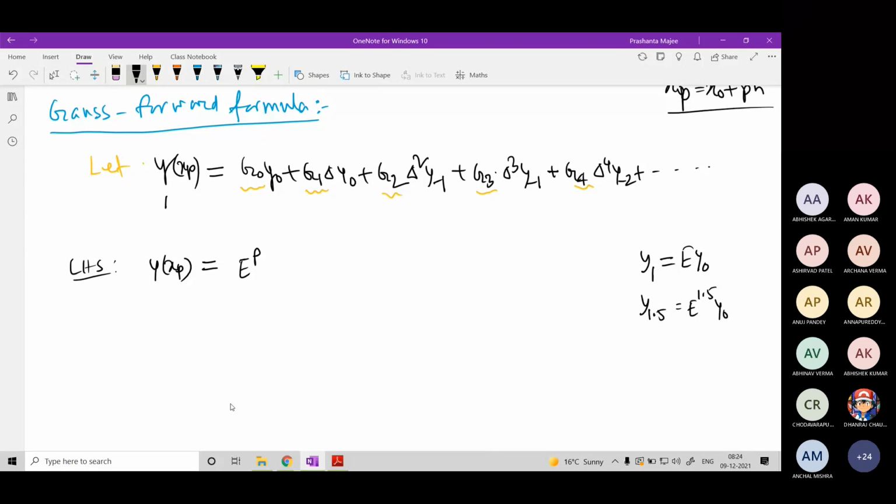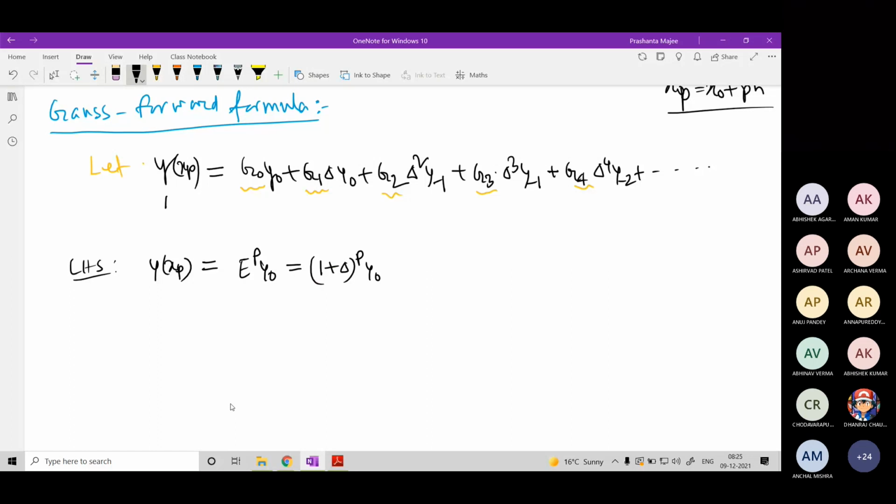Initially it was only for integers. Now I am also defining it for fractions: 1.5, 1.7, 1.99, anything. Okay. So y of x_p is E power p of y naught. And what is E? E is 1 plus delta, so (1 plus delta) power p will be operated on y naught.